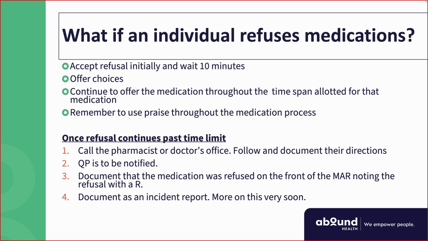Once refusal continues past the time, call the pharmacist or doctor's office, follow and document their direction. So that's what the DSP does. Some QPs do it too. The QP is to be notified. Document that the medication was refused on the front of the MAR, noting a refusal with an R, and it's also going to go on the back of the MAR. Document as an incident report. More to come on that very soon.